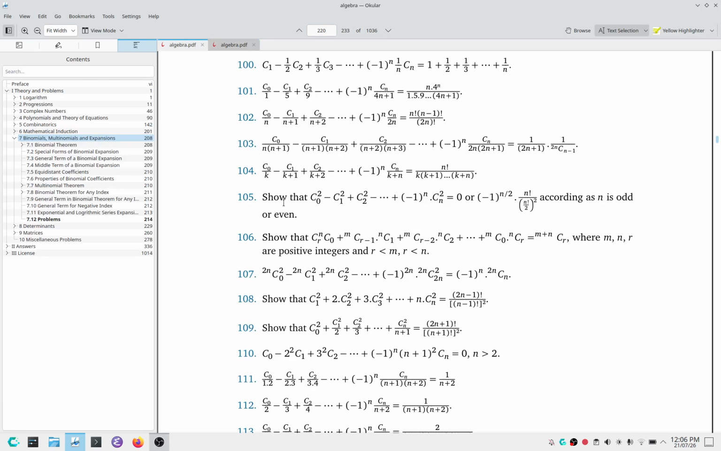Question 105 says that show that C0 square minus C1 square plus C2 square minus and so on up to minus 1 to the power n Cn square is equal to 0 or minus 1 to the power n by 2 times n factorial upon n by 2 factorial whole square, according as n is odd or even.